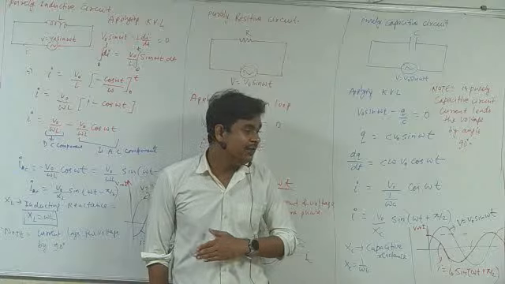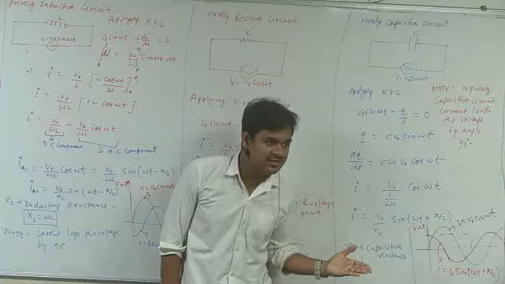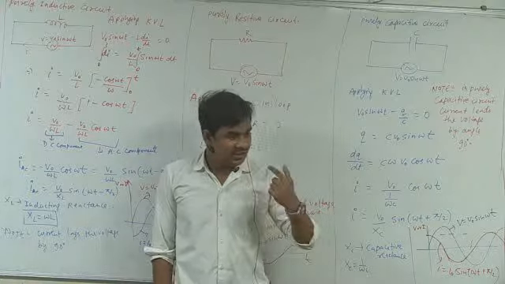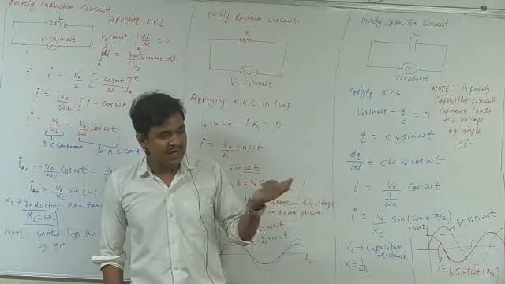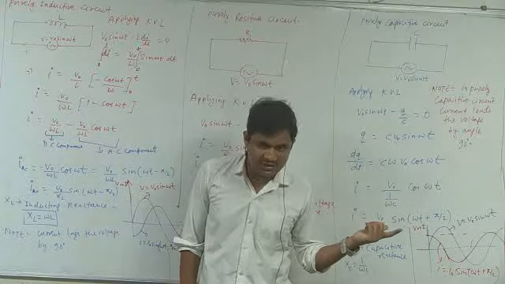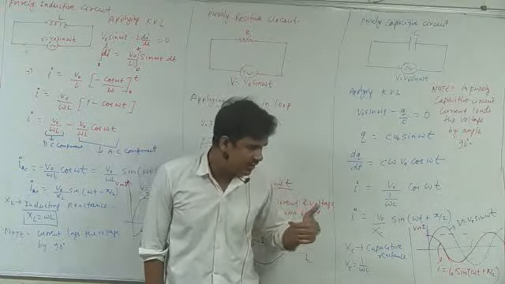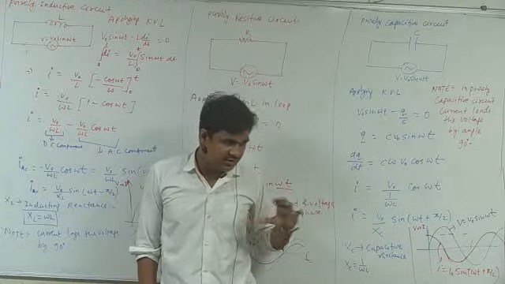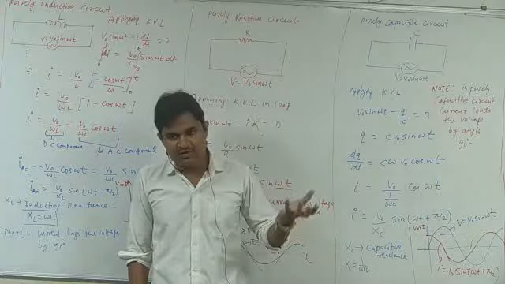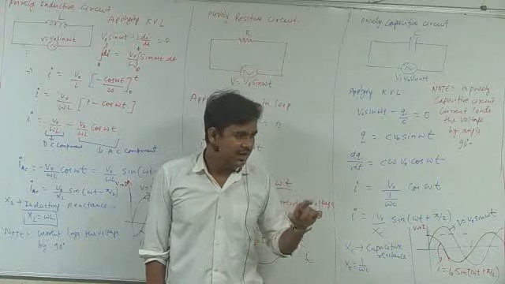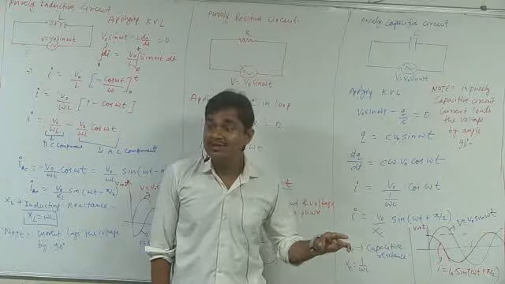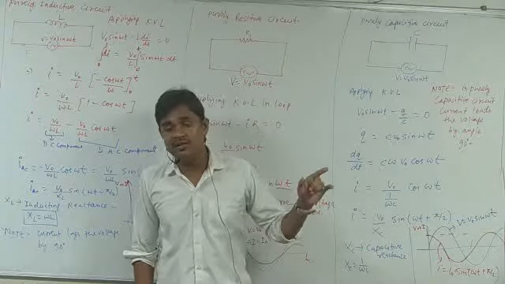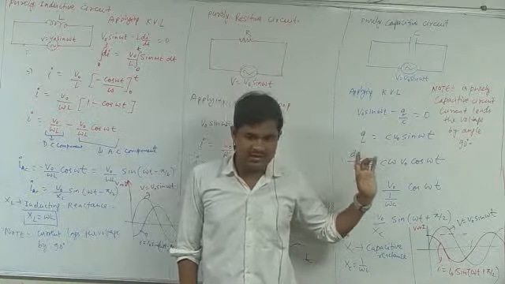Because when DC is passing through a capacitor, the capacitor gets charged, and after charging, it will not allow the current to pass through it. Whereas when DC current passes through an inductor, the magnetic field will not change because this is a constant current. Constant current means magnetic field is constant, so flux is constant, so flux change is zero. So no EMF. No EMF means no opposition. Inductor supports DC current. Capacitor blocks DC current. That concept we will use in the filter circuit in semiconductor.